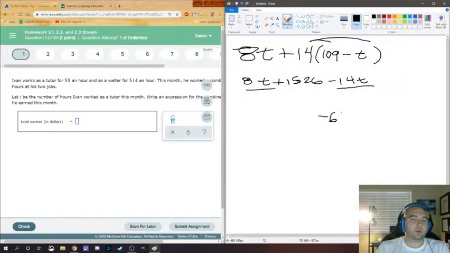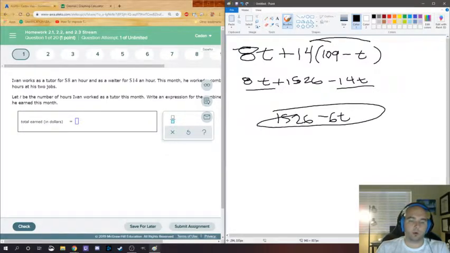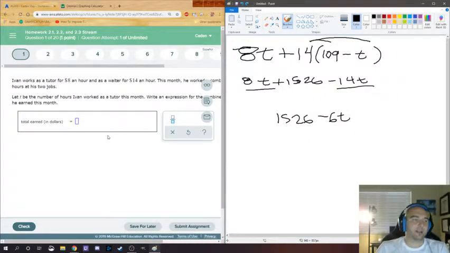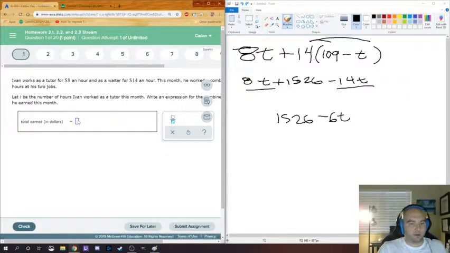Now here's my deal. You could write negative 6T first plus 1526, or you could write 1526 minus 6T. I guess it really doesn't matter the order you write this in. I'd say this is acceptable enough. Okay, so my answer here is he earned 1526 minus 6t. So basically, his pay is $1,526.